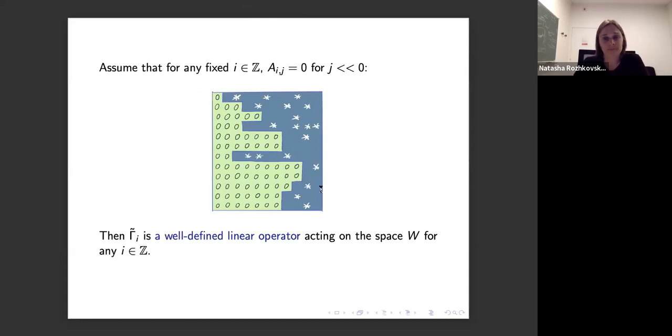And in particular, so here, this is an infinite matrix, it goes in all four directions, and assume that it has all zeros on the left, starting up to some point. So this part is all zeros everywhere. If we have this property for this matrix, then it guarantees us that the things that we defined are well-defined linear operators on the space W. So we can apply them to the vectors of W. It's going to be fine.